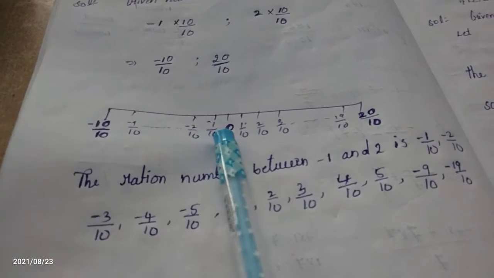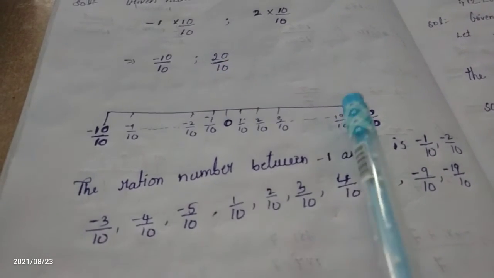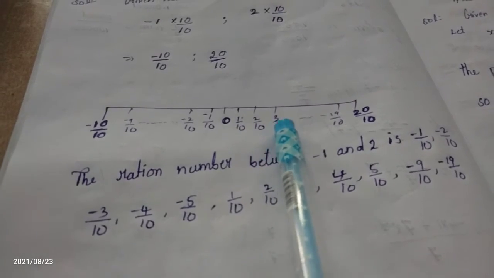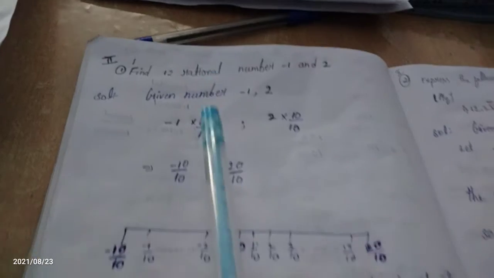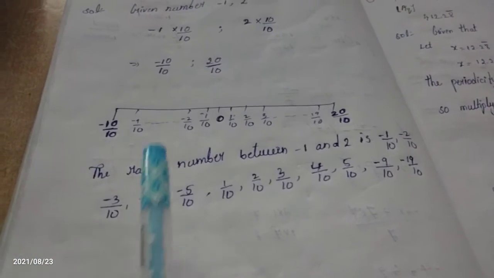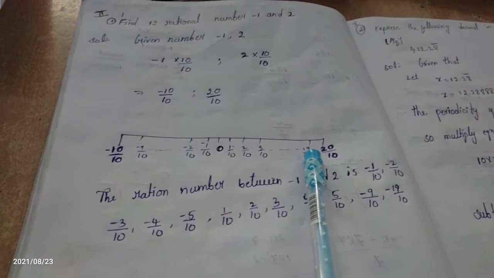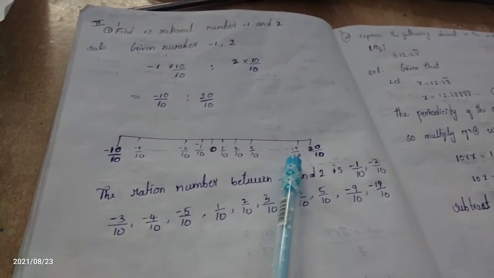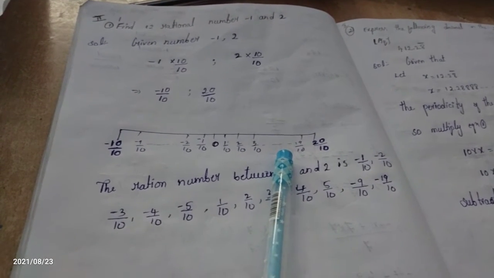Then 0. What is the other end? 20 by 10. That means 1 by 10, 2 by 10, up to 19 by 10. We want only 12 rational numbers. Just select any 12 among these. From here to here you have 19, and here to here you have 9. Among these you have to choose any 12 rational numbers.